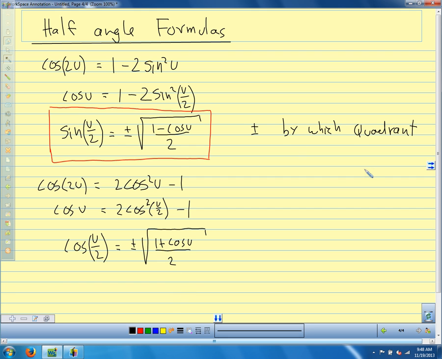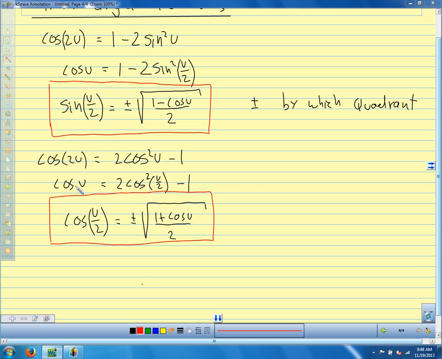And the plus or minus we decide by which quadrant we're in. Quadrant 1 and 4, cosine is positive. Quadrant 2 and 3, cosine is negative. So there's our cosine half angle formula, which came from our double angle formula for cosine, which came from our sum formula. So all of these come from our sum formula.